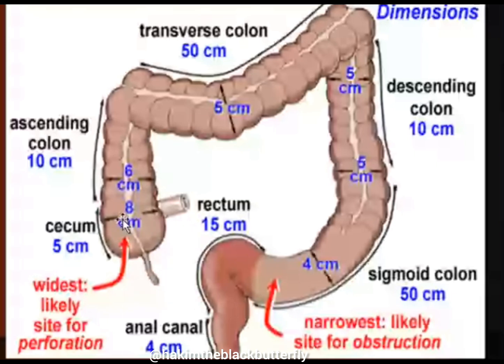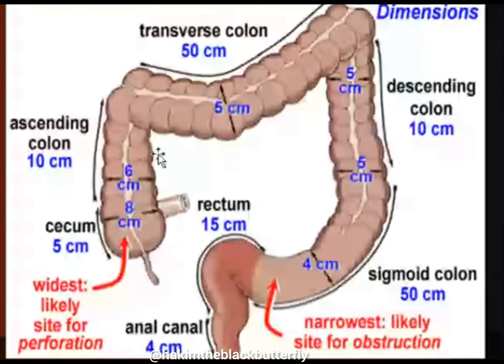And it goes on changing diameter. At its beginning, it is 8 centimeters. As it goes, it becomes 6 centimeters. On average, it is 6 centimeters in diameter. And in length, on average, it is 10 centimeters. Whereas our cecum is between 5 to 6 centimeters, the ascending colon is, on average, 10 centimeters. It runs from the region above the ileocecal junction to the right colic flexure.